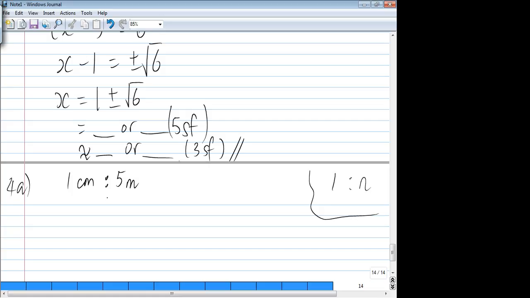We have 1 cm is to 5 meters. We can change them to have the same units, right? So 1 cm is representing 500 centimeters. Now that the units are the same, we can say that, okay, the scale is 1:500. So what is the value of n? It is 500. So we have expressed it in this form, 1:n, where n is equal to 500. Okay?